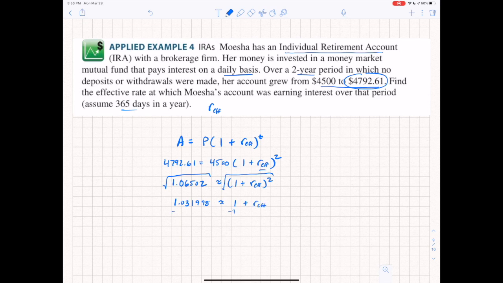So subtracting 1 gives me the effective rate is 0.031998, which means the effective rate is roughly 3.2% per year.